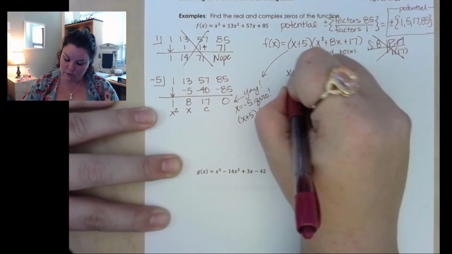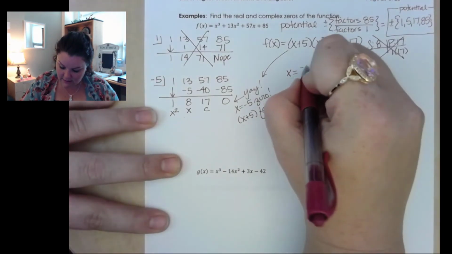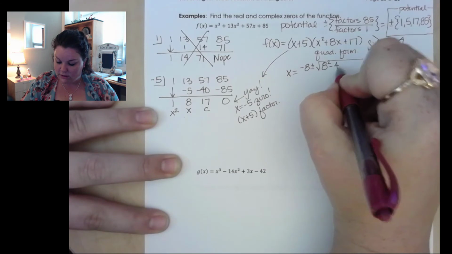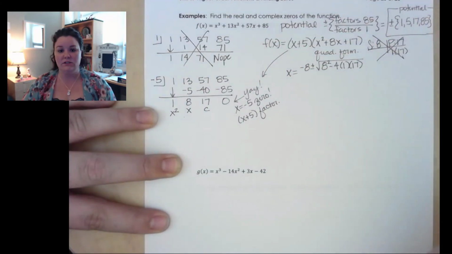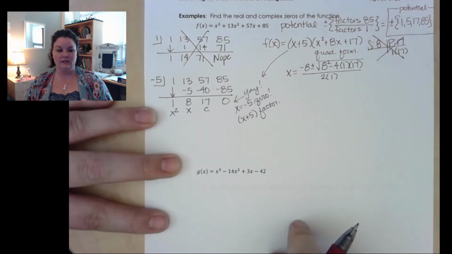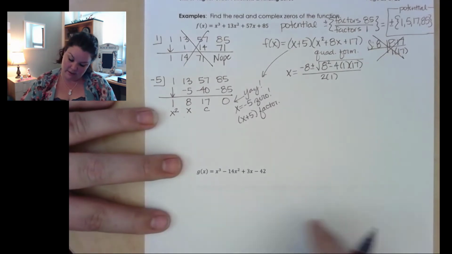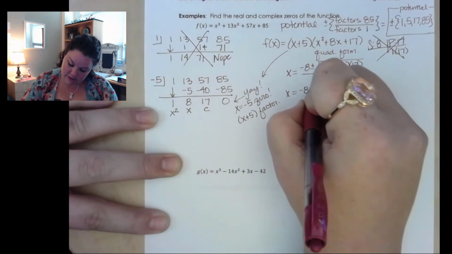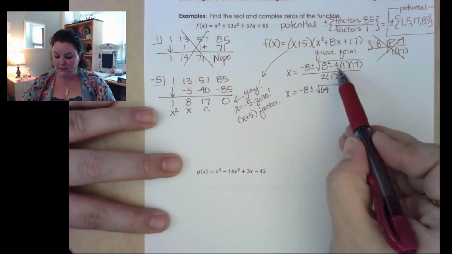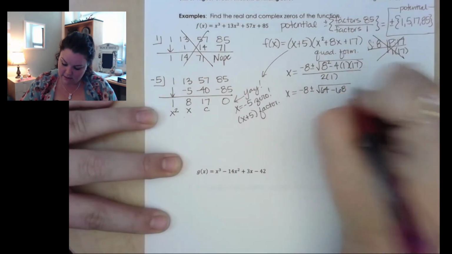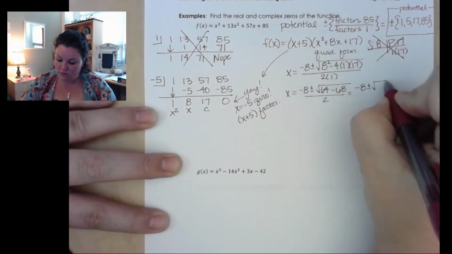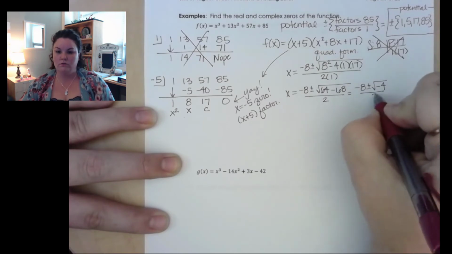All right, so we have x is equal to -b, so -8 plus or minus the square root of b squared, so 8 squared, minus 4 times my a, which is 1, times my c, which is 17, all over 2 times my a, which is 1. And then I just want to simplify, right? So I have x is equal to -8 plus or minus the square root of 64 when I square 8. When I multiply 4 times 17, I'm going to get a -68 all over 2. So continue simplifying. I get the square root of -4 over 2.